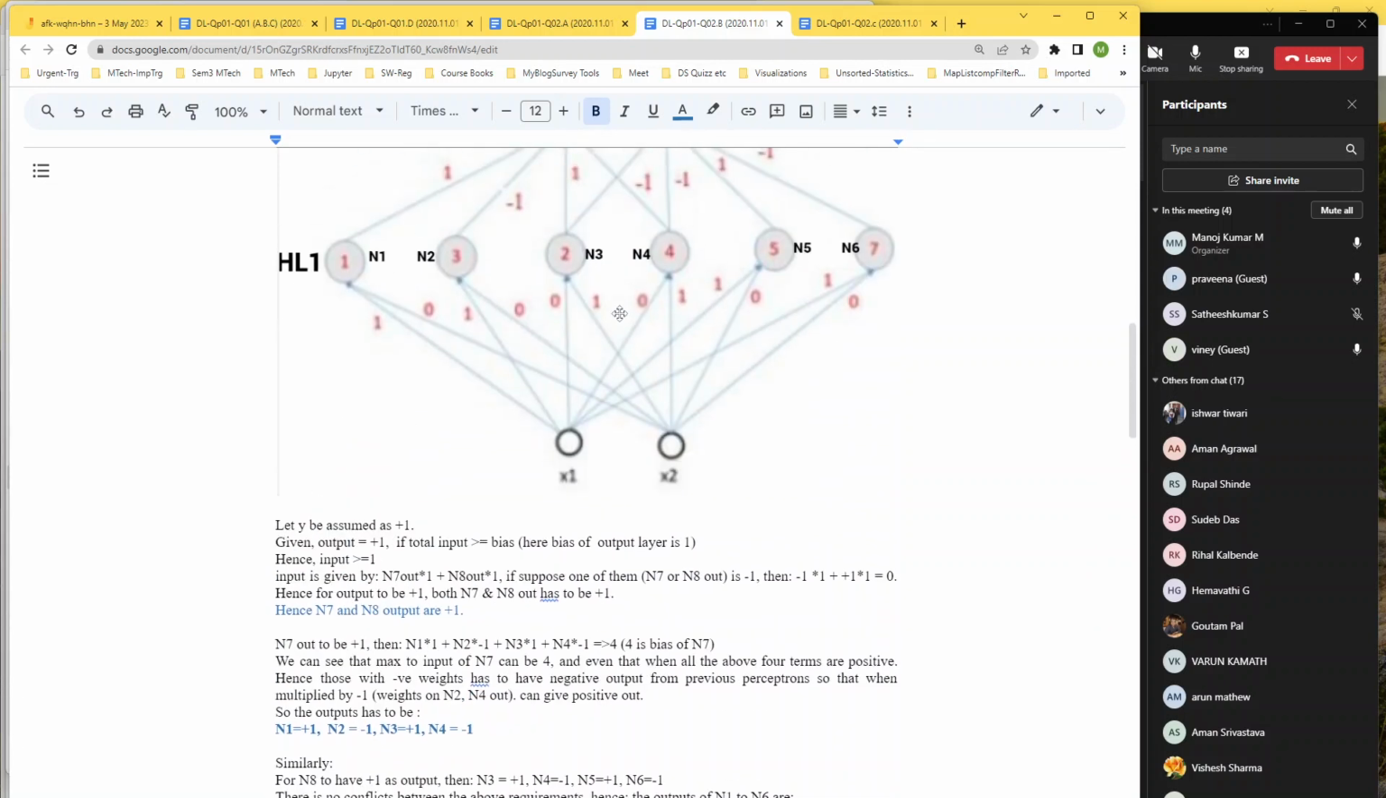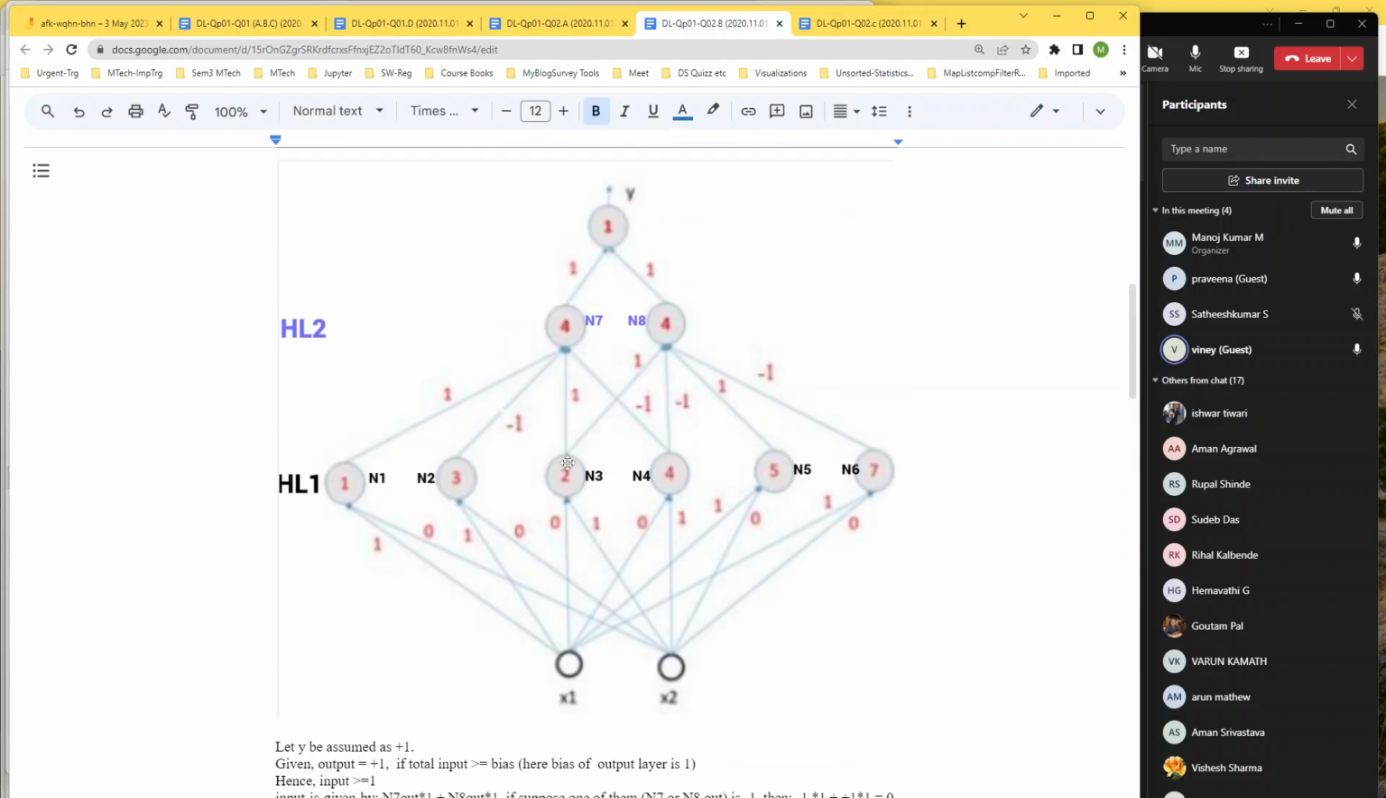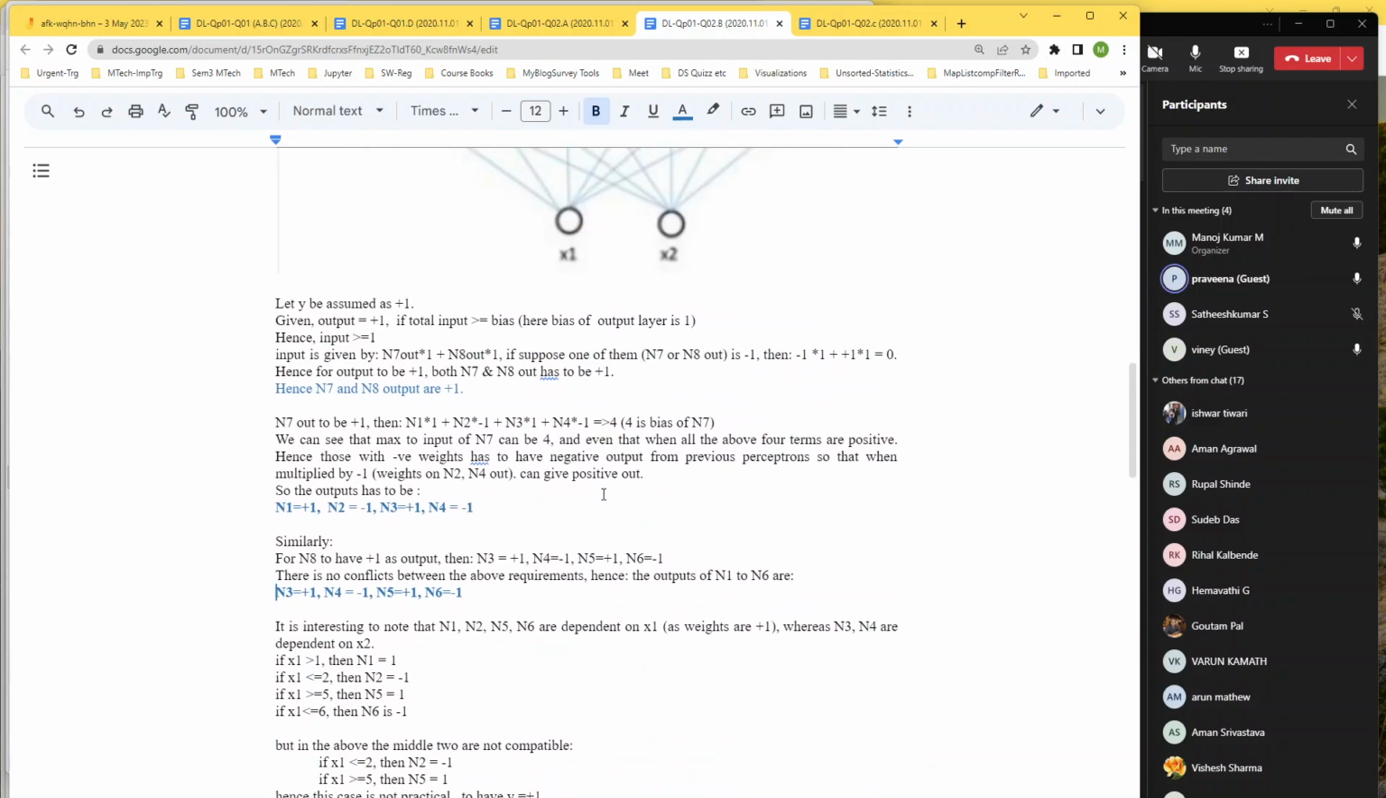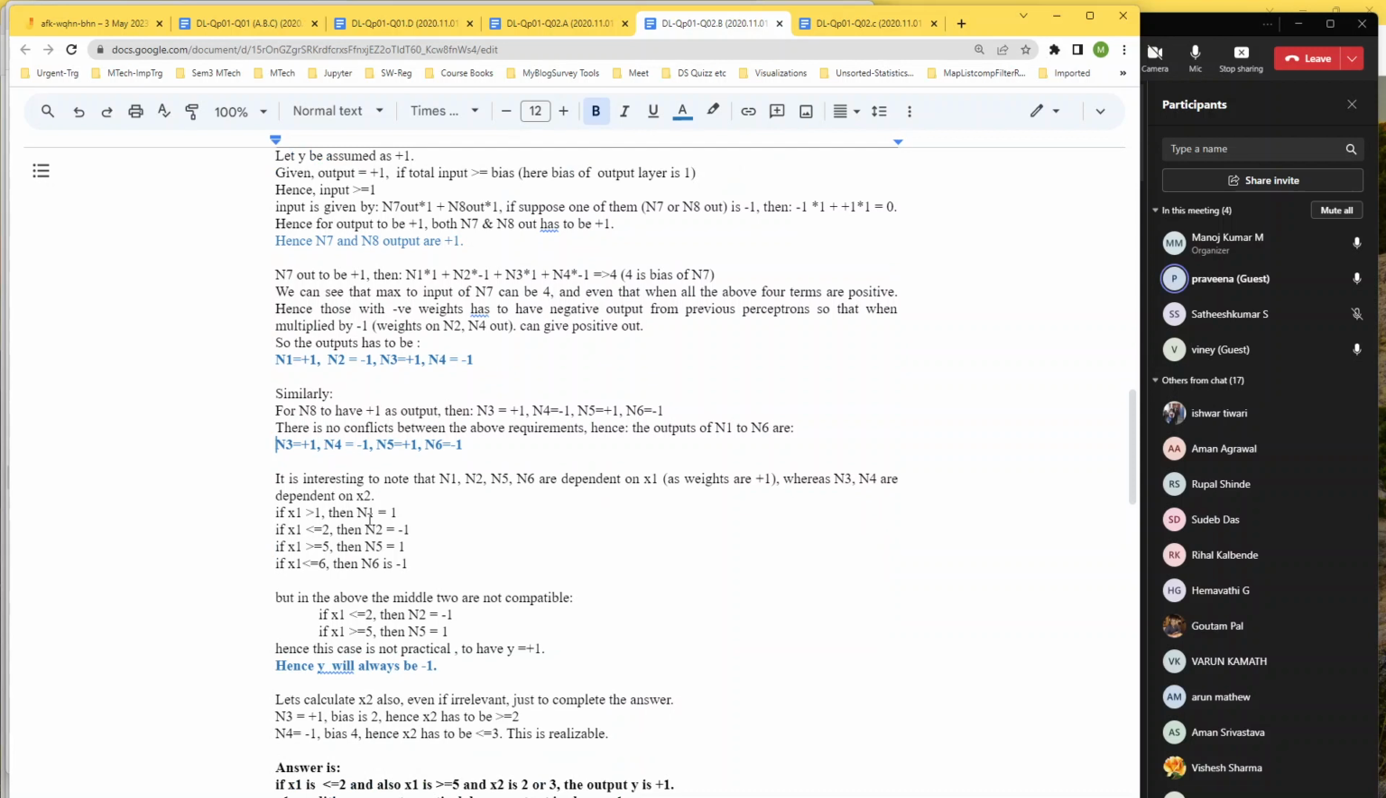N3 starts from N3, right? It comes from N3, not from N1, N2. Yeah, 3, 4, 5, 6. Sorry, 5, 7. So 3, this 4, 5, answer 7.